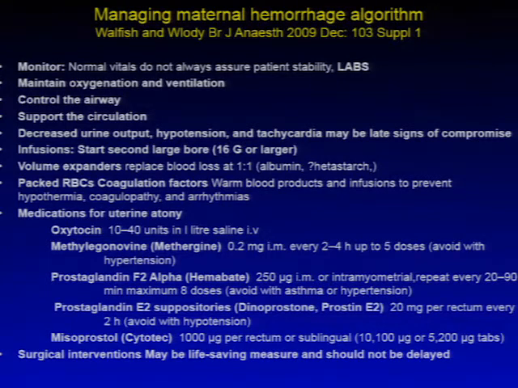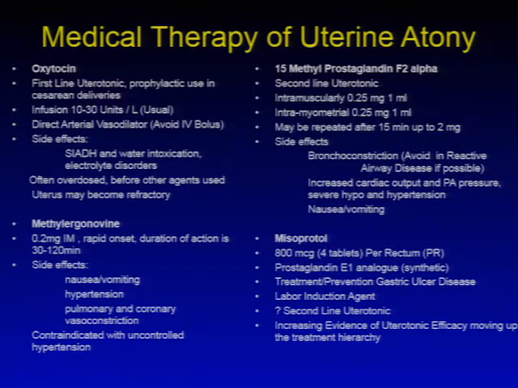Somewhere down the line of uterine atony treatment is the utilization of the medical treatments of atony, such as oxytocin, methylergonovine, the prostaglandins, and misoprostol, and then eventually surgical interventions. Oxytocin is the first-line uterotonic. It may be overutilized. It does have side effects of SIADH and water intoxication and electrolyte disorders. The uterus may become refractory to oxytocin.